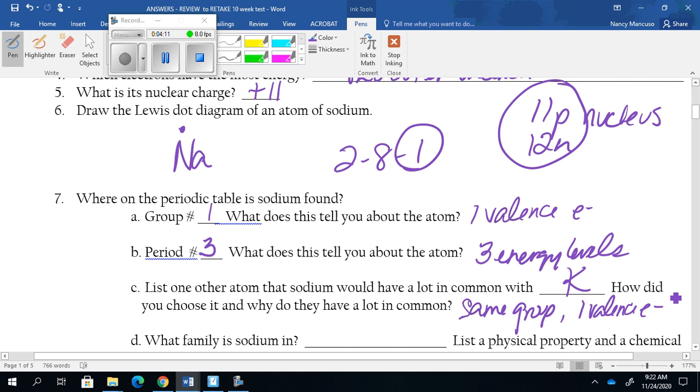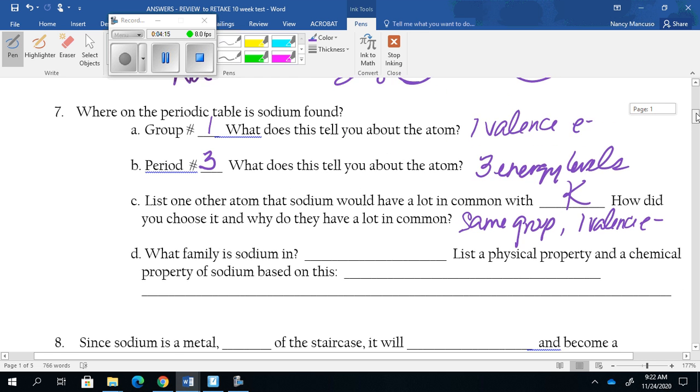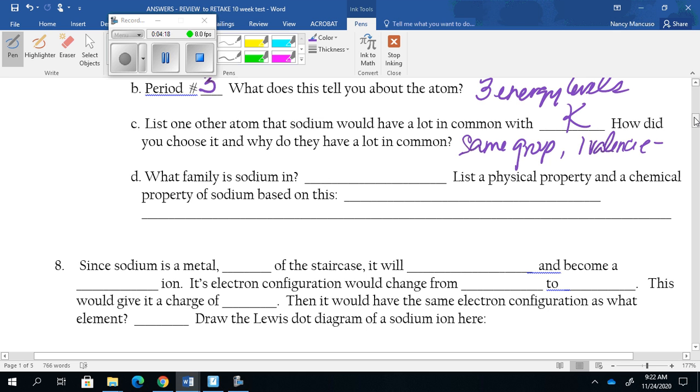So when you want to know who an atom has the most in common with, they always have the most in common with their group because they have the same number of valence electrons, so they're going to behave in a similar way. They do not have as much in common with the period, the group going across, less in common with the period, more in common with the group. All right, what family is sodium in? Okay, group 1 are called the alkali metals.